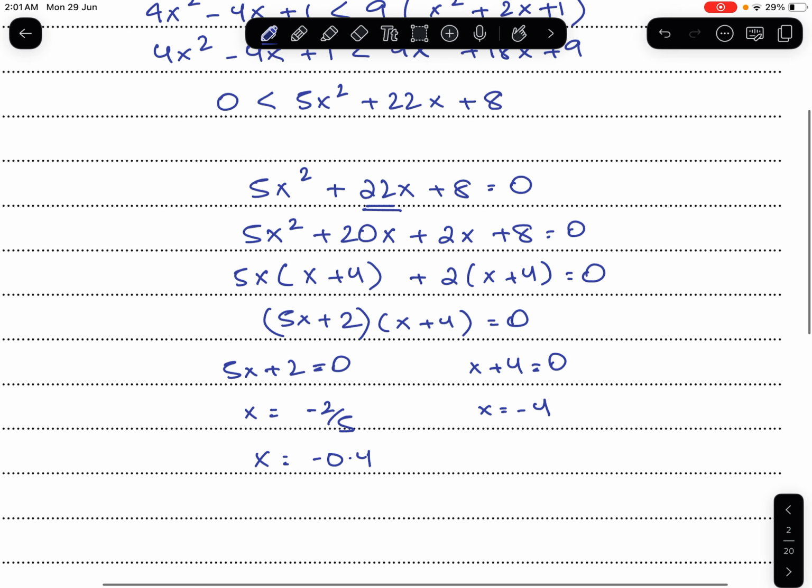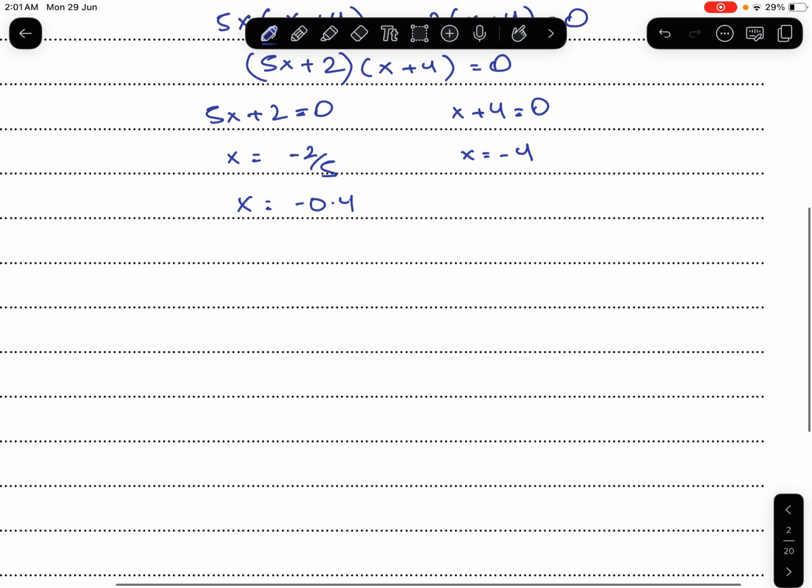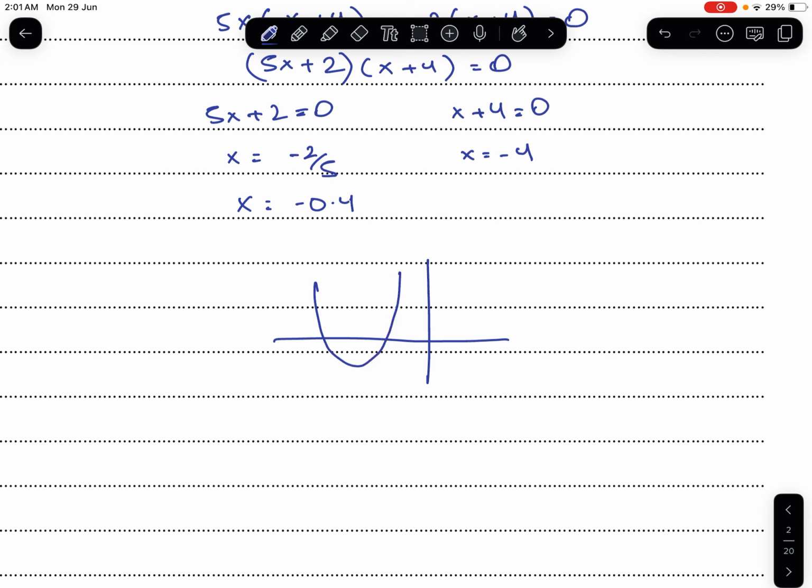Now, one thing to note is that since we have positive 5x squared, we know that this equation will give us a happy curve, a minimum curve, because our quadratic 5x squared is positive. So we know that our curve will look something like this, a happy face. This is 0, and we have negative numbers, so this is minus 0.4, and this is minus 4.